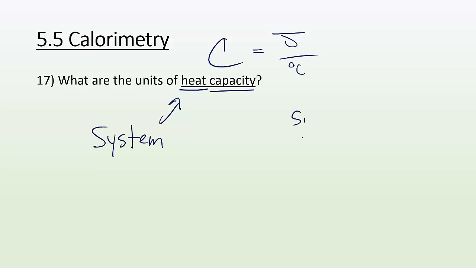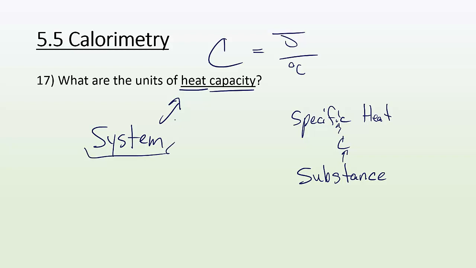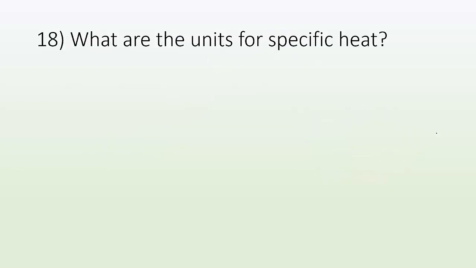Whereas if I'm talking about specific heat, which is different, it has little c, that is for just a substance. So if we're talking about temperature change of a substance, then we have little c, which is for specific heat. And if we're talking about a whole system, then we go to heat capacity, which has the units of joules per degree Celsius. Specific heat is going to be joules per gram degrees Celsius, because it depends on how much of that substance is there. It's not talking about the whole system, it's talking about a specific substance.